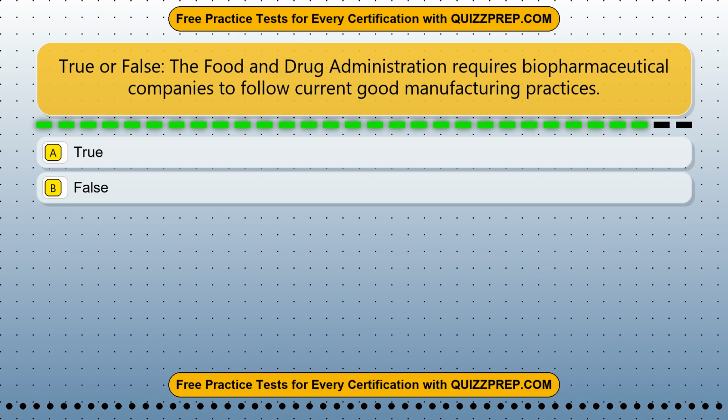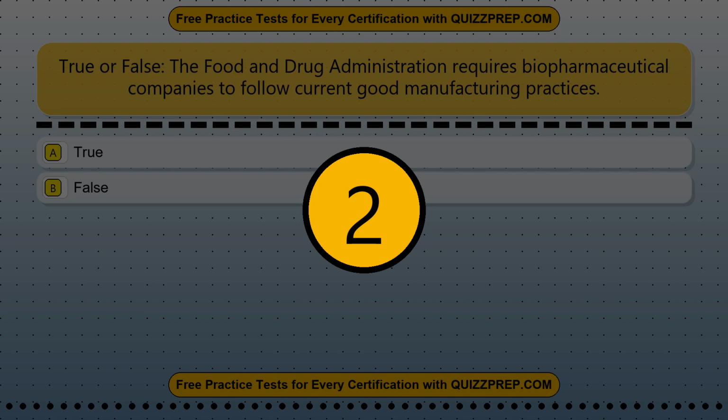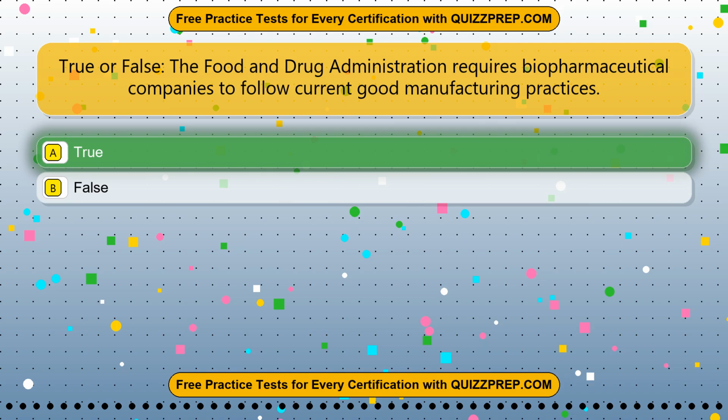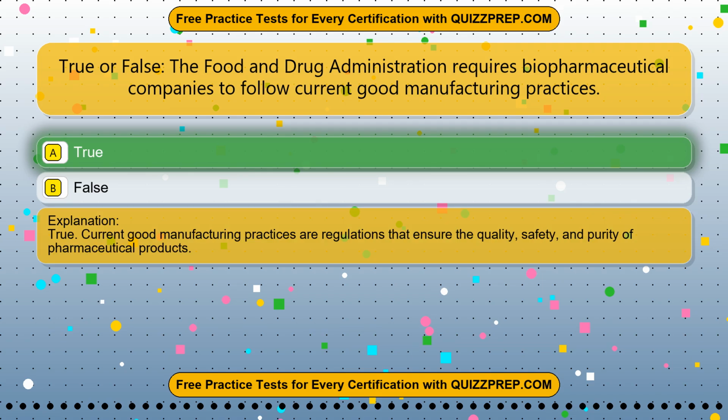Question 50. True or false, the Food and Drug Administration requires biopharmaceutical companies to follow current good manufacturing practices? Option A, true. Option B, false. The correct answer is option A, true. Current good manufacturing practices are regulations that ensure the quality, safety, and purity of pharmaceutical products.